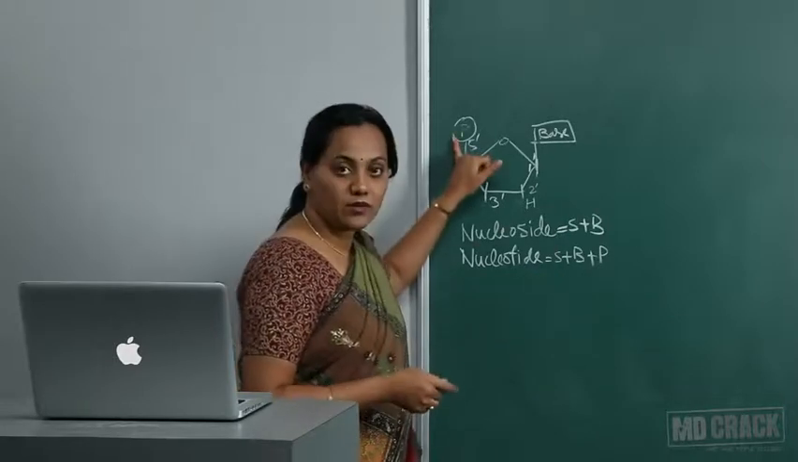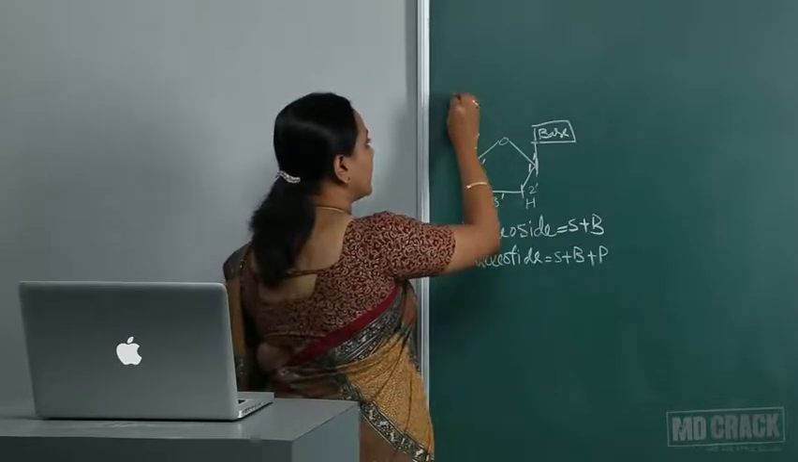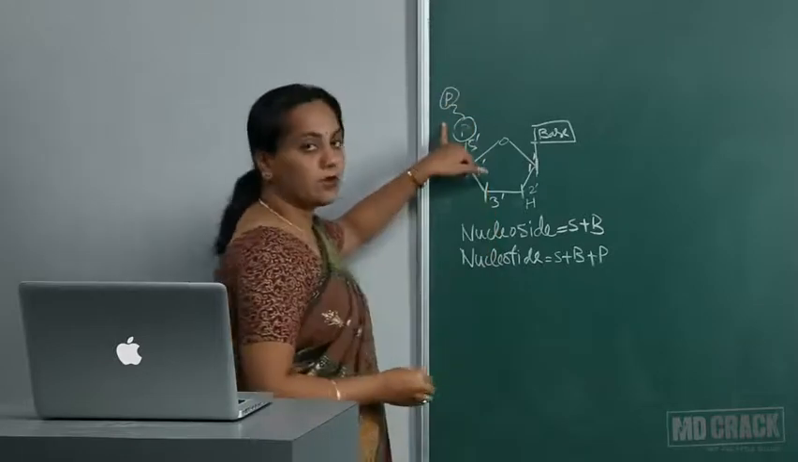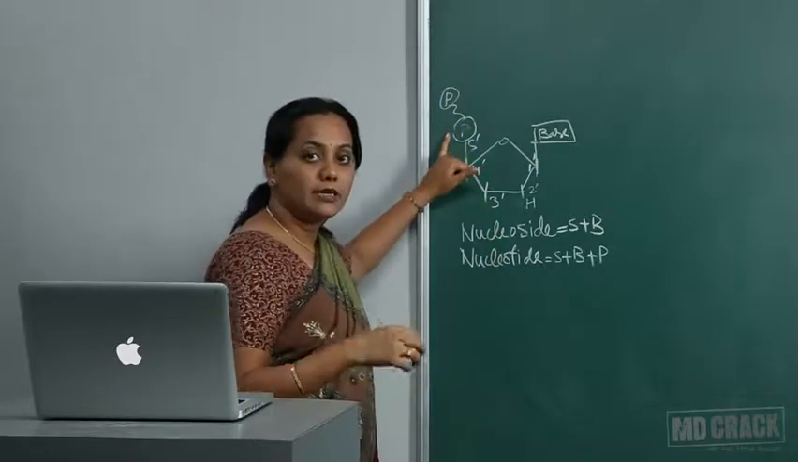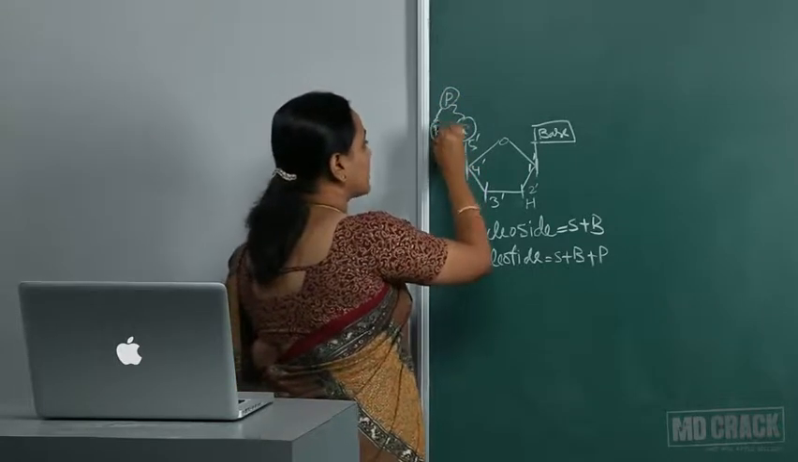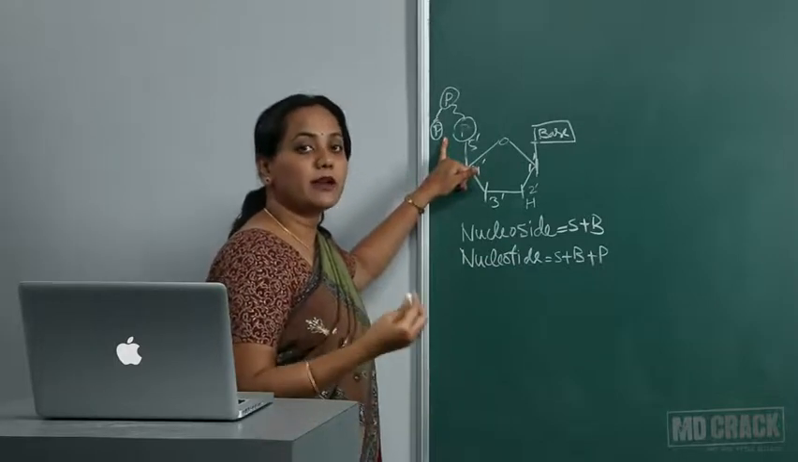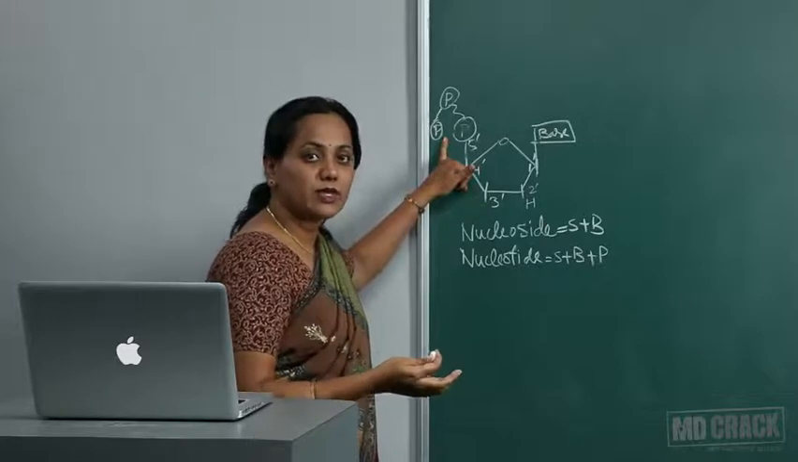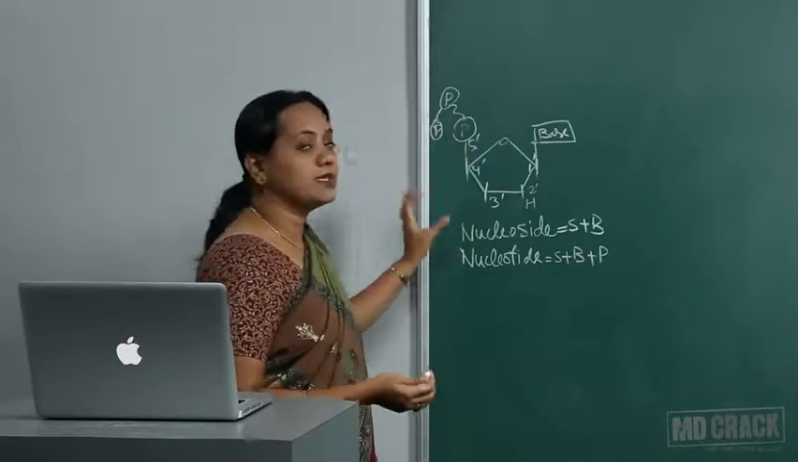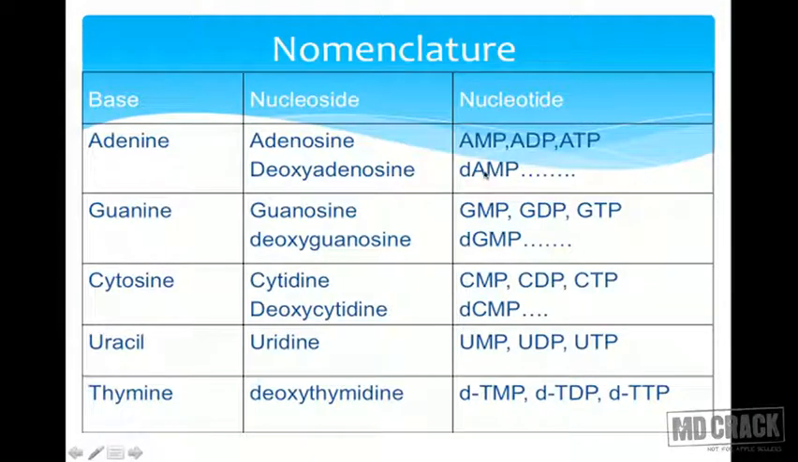If it is having only one phosphate, it becomes monophosphate. Suppose it is having more than one phosphate, it is a high energy compound. If it is having two, it becomes adenosine diphosphate. If it is having one more, it is all straight chains. If it is having one more phosphate, what do you call it? It becomes adenosine triphosphate. And what is adenosine triphosphate? ATP. So this is the basic structure of nucleotides. So adenine becomes the nucleotide adenosine monophosphate, adenosine diphosphate, adenosine triphosphate.